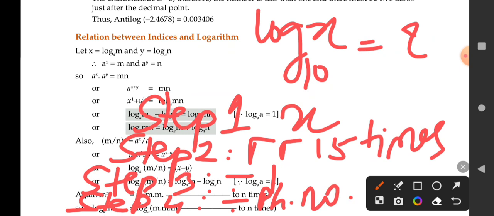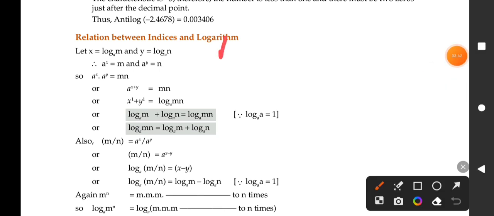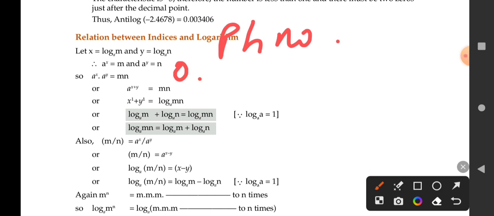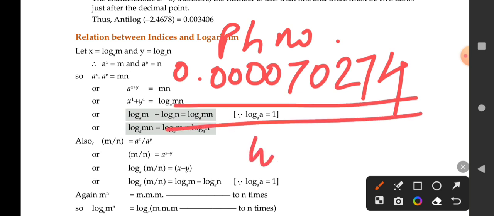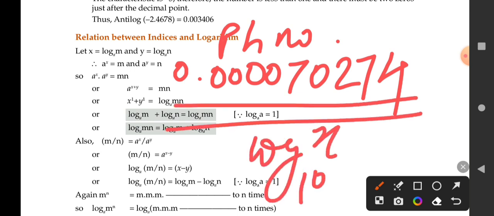So now what is the phone number? You have to remember the phone number. The phone number is 0.000070274. So this is the way to find out log of x to the base 10. You have to remember the phone number until you are asked.